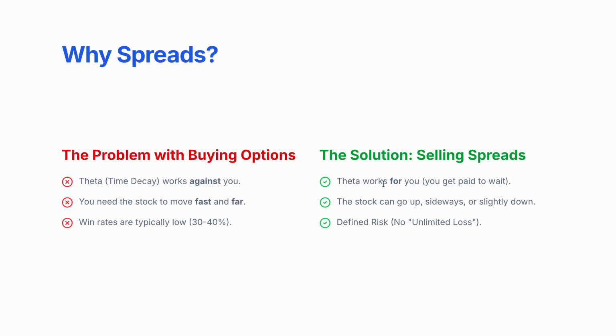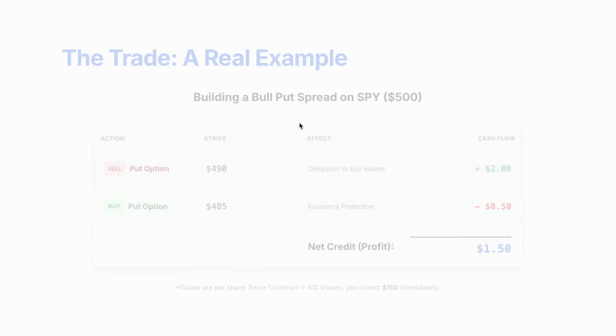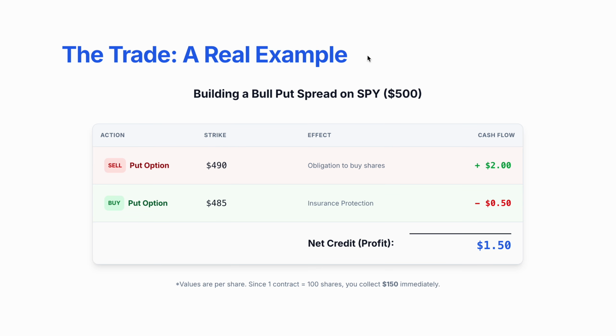There's always defined risk with spreads. You know exactly how much you can lose on every single trade and exactly how much you can make on every single trade before you put the trade on. So let's give you a real example of a bull put spread on SPY.